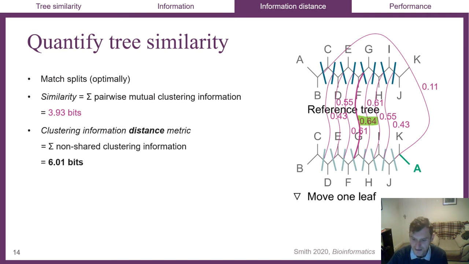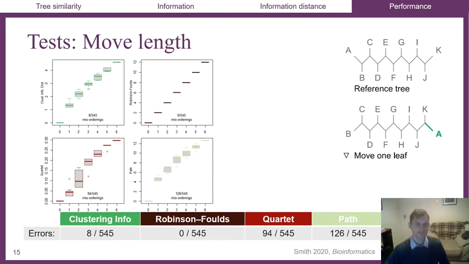And it can be useful, actually, rather than thinking of similarity, to think of difference, which gives us a distance metric between trees. And we can arrive at that by just summing the non-shared information rather than the shared information. So here's the distance score between these two trees, and notice that it's got a unit. No other distance metric has a meaningful unit associated with it. This is useful.